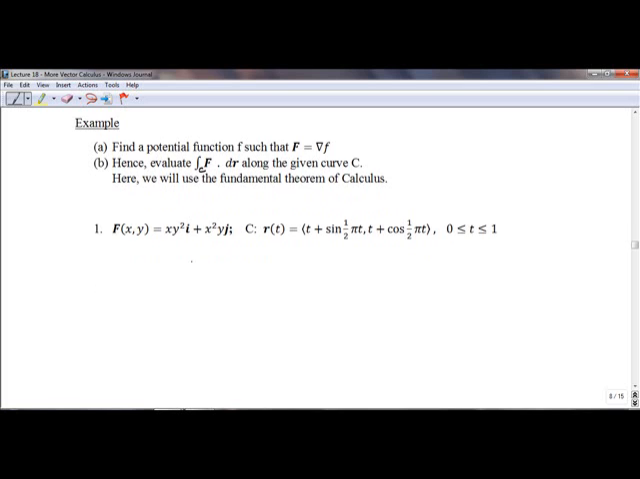Before we find the potential function, we have to show that the vector field is conservative. So do the same thing. For the vector field F, write down what P is. P is xy squared. Q is x squared y. Partial of P with respect to y, 2xy. Partial of Q with respect to x, 2xy. So this implies F is conservative.